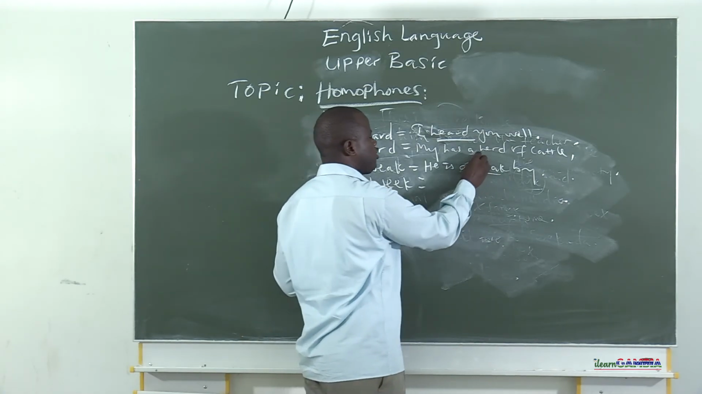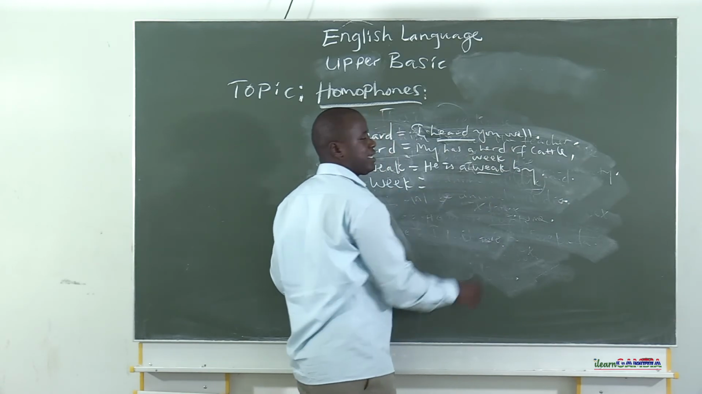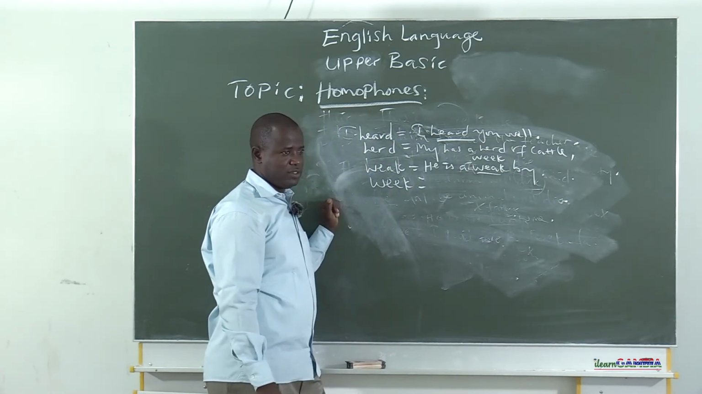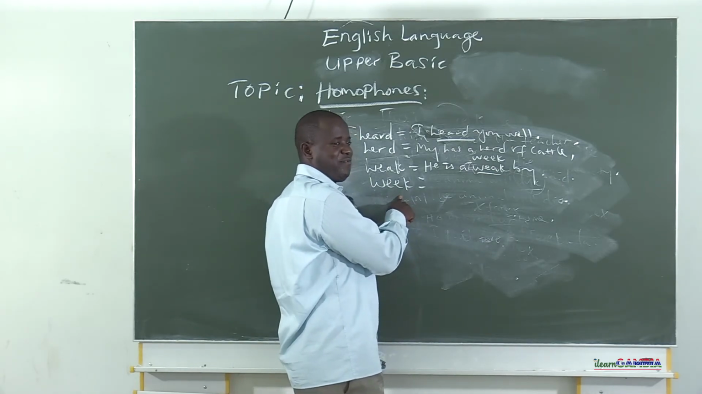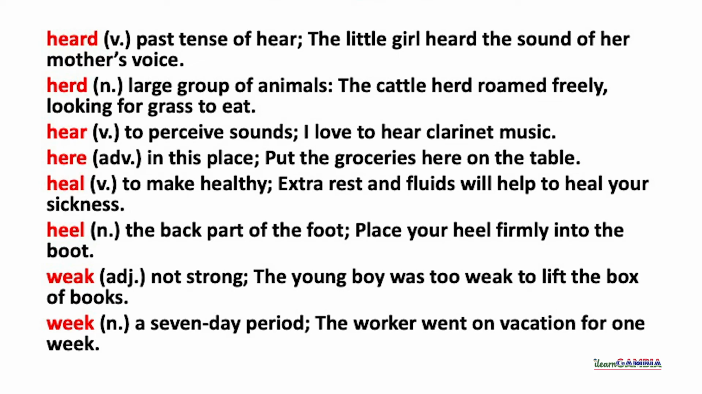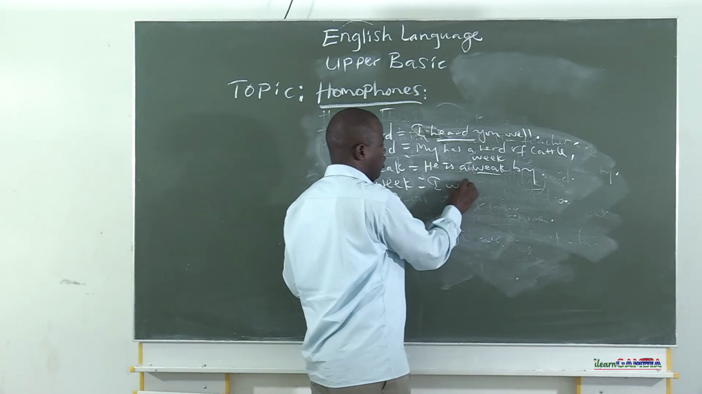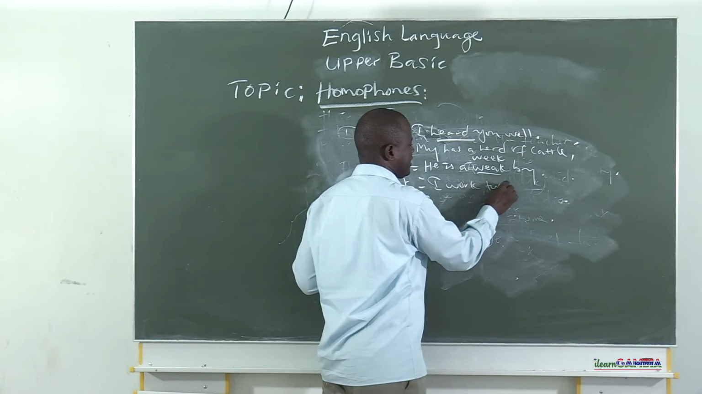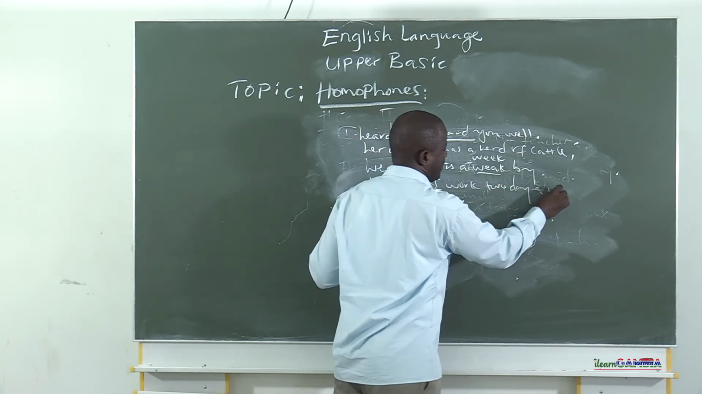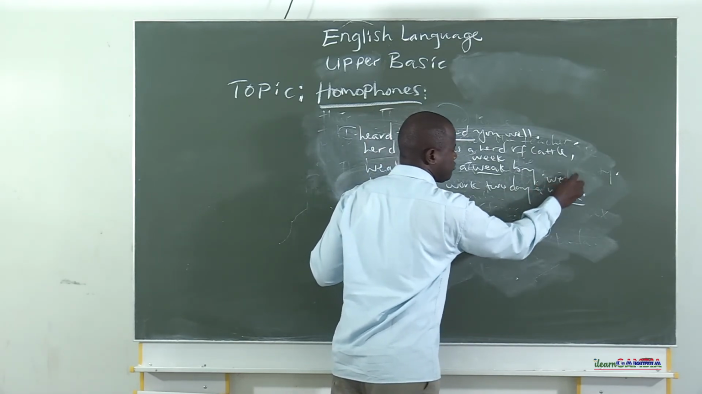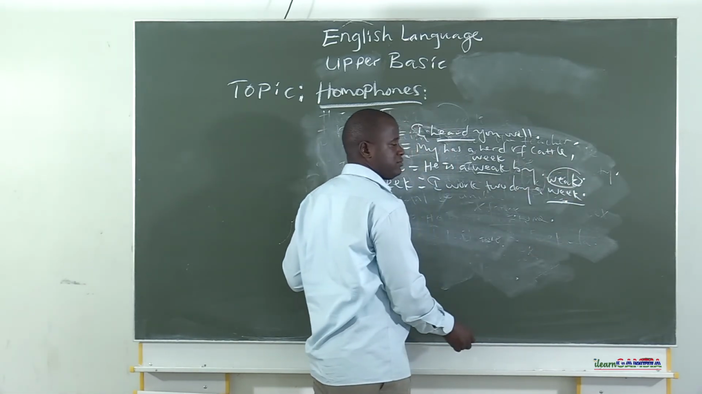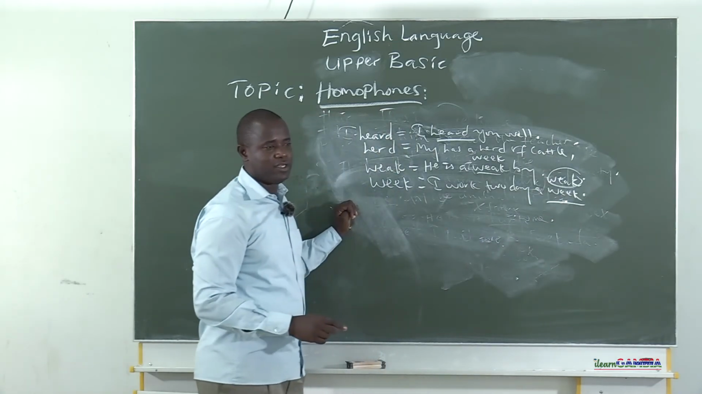So in that case, you cannot use W-E-E-K. Is that good? So we move on. So we said week, a noun referring to the seven-day period. For example, you say, "I work two days a week." So in that case, you cannot use this word. It will be completely wrong because you are referring to this one. So we move on.